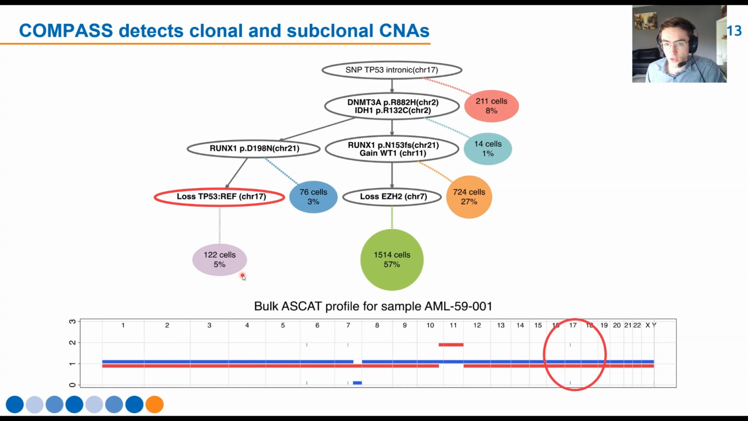So this example shows that COMPASS can detect clonal copy number alterations, which are in agreement with bulk data, as well as subclonal CNAs, which can only be detected by looking at a single cell resolution.